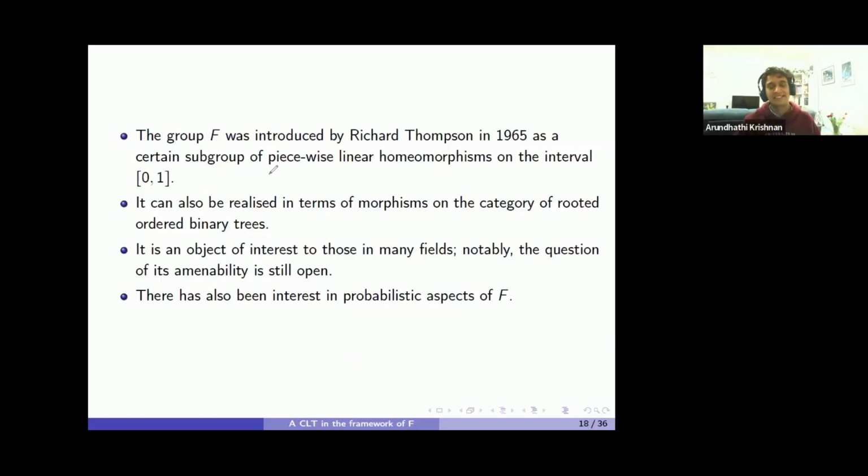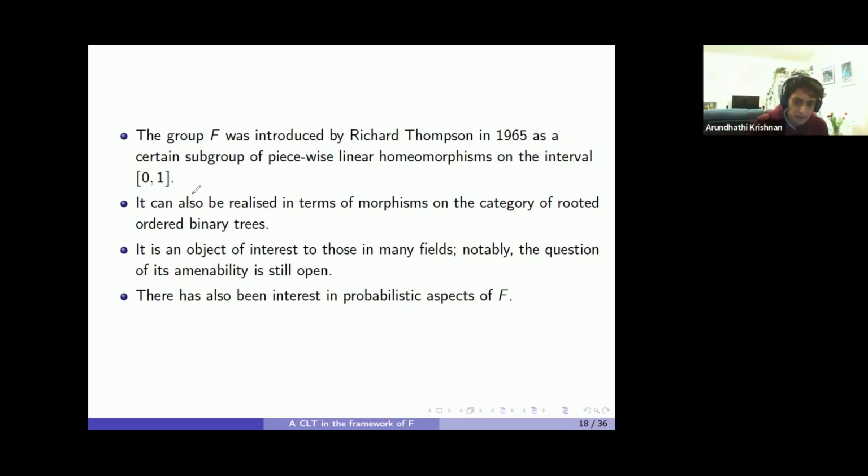Well, the reason for me personally is that I was already looking at some other properties in relation to Thompson's group F, and I'll just say something about that in a second. I just want to say that the presentation given there describes the group F, but the way it was introduced was as some subgroup of piecewise linear homeomorphisms on the interval 0 to 1, where the slopes of all the piecewise linear portions are dyadic rationals.